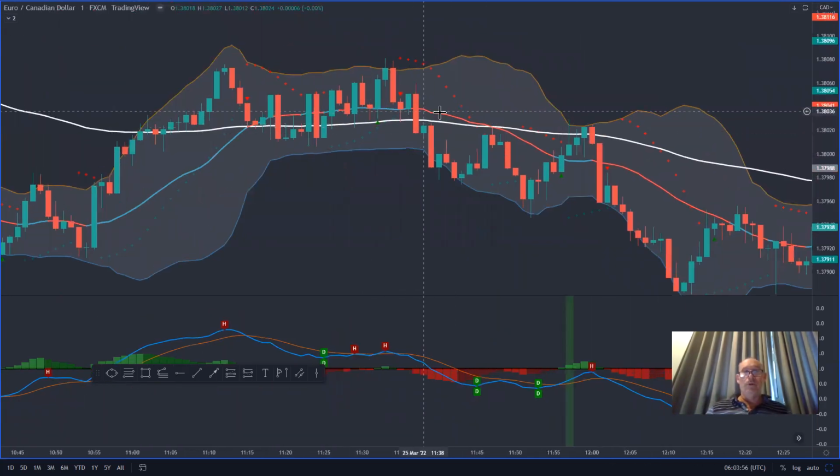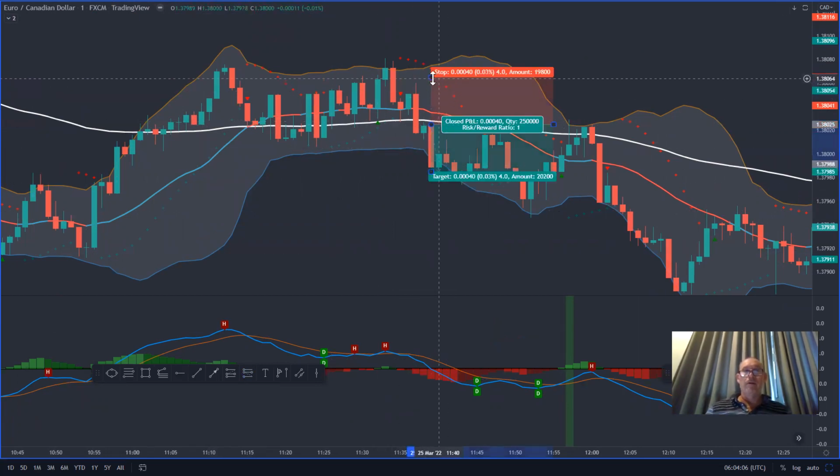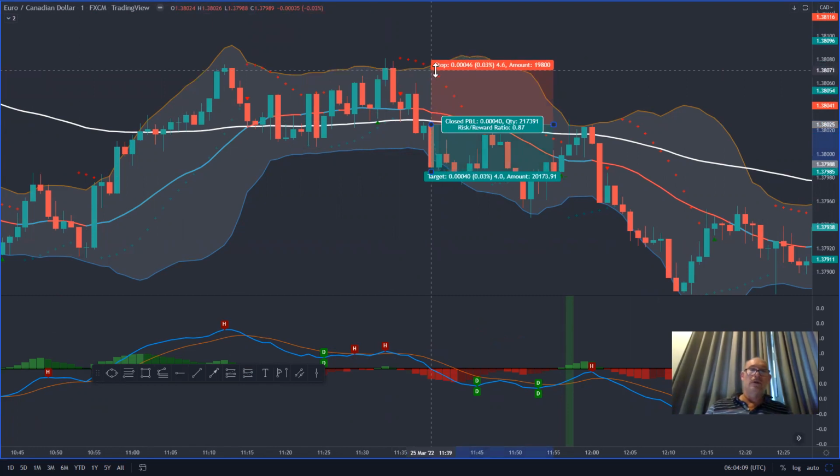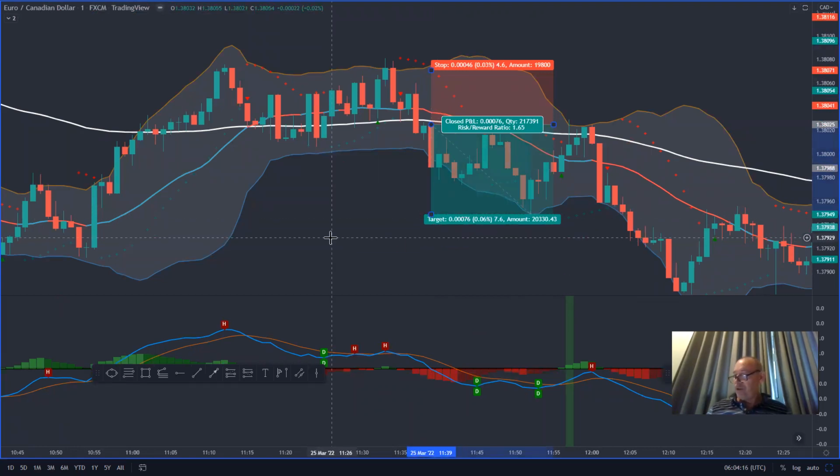Here we go. Below the line, but above here. At this point here, you can get an entry. There. Stop loss above there. Looking for 1.5%. Do we get it? Yes, we do. That's 5 wins out of 6, ladies and gentlemen.